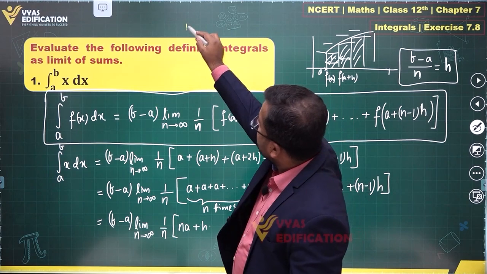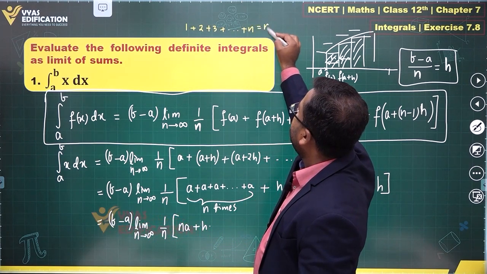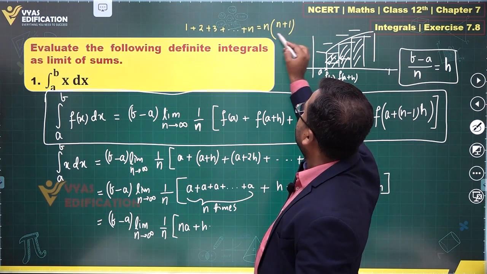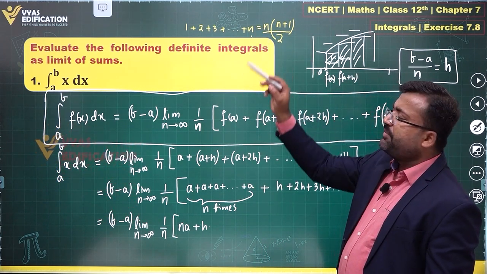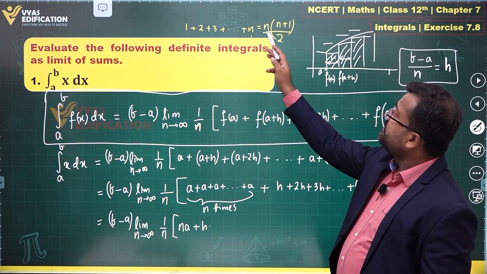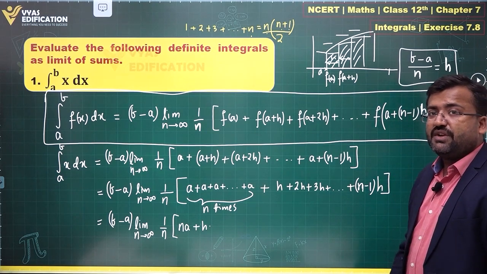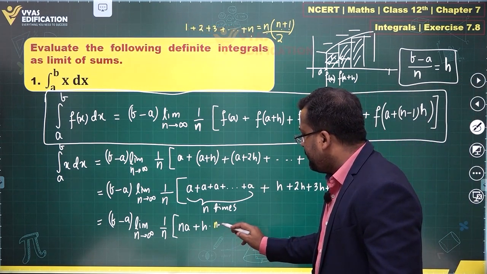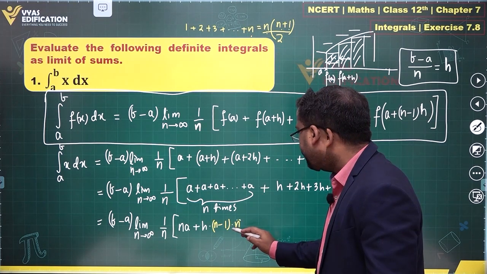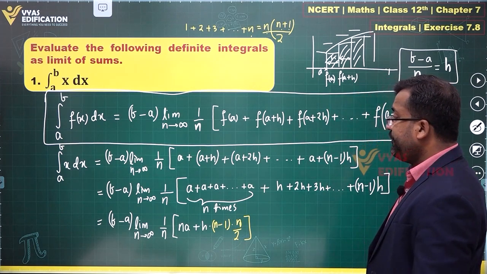Let us recall the summation of natural numbers. 1 + 2 + 3 + ... up till n is n(n + 1)/2. So if you go up till n − 1, this n will be replaced with n − 1. This becomes (n − 1 + 1), which is n, by 2. So it becomes (n − 1)n/2. So h times (n − 1)n/2 in the bracket. This is what you have.